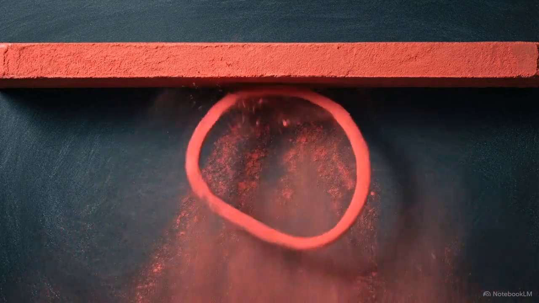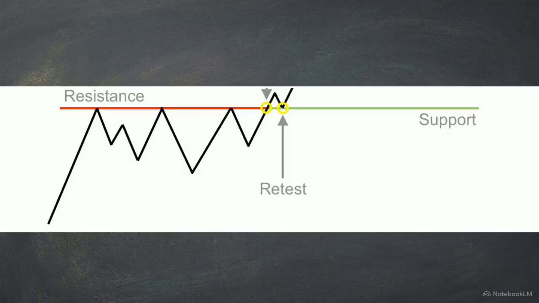Think of a door in a hallway. Pushed from one side, it blocks entry. Walk through and look back, it blocks your exit. Look at the yellow circles. The instant the market bounces, the red resistance line transforms into green support.